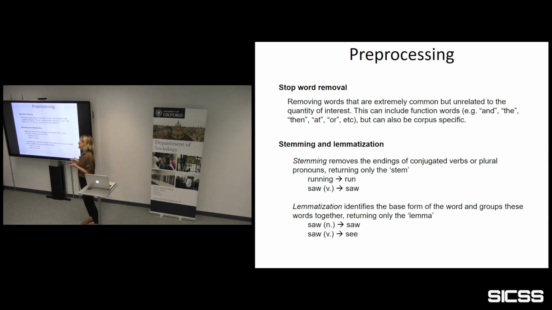Then there's the options of stemming or lemmatizing your text. Stemming removes the endings of conjugated verbs and plural nouns, returning only the stem of the word. So in this case, running would become run, and the verb saw, like I saw something, would remain saw. But if you lemmatize, you actually get to the base of the word. And so the noun saw, like sawing a piece of wood, would remain saw, but the verb saw would become see, because that's its base form. So then seeing, saw, and see would all become see in your text.